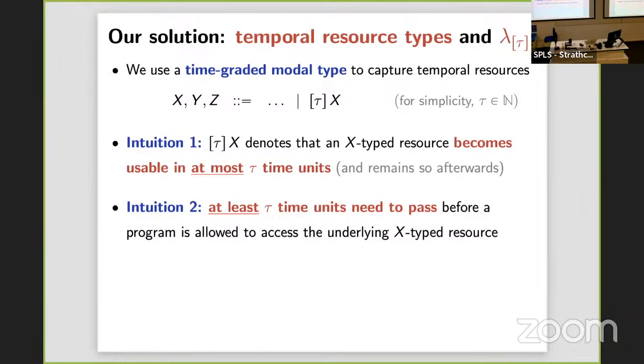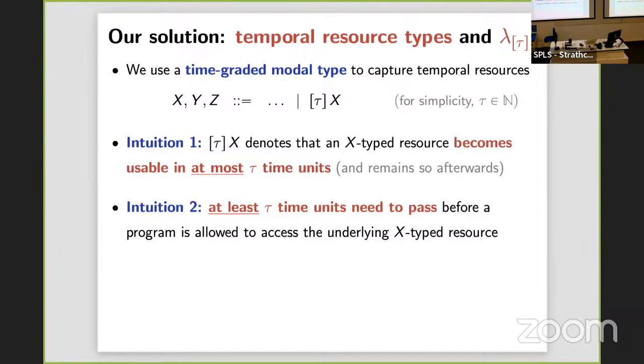Or if you look at it from a slightly different angle, then at least tau time units have to pass before we can access the value X. So the idea is that even though we have something of type X at hand, we will not be allowed to use it before enough time passes.